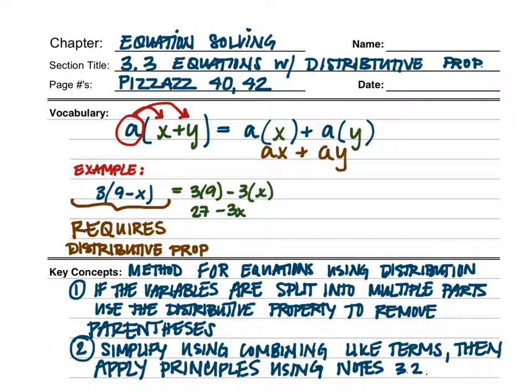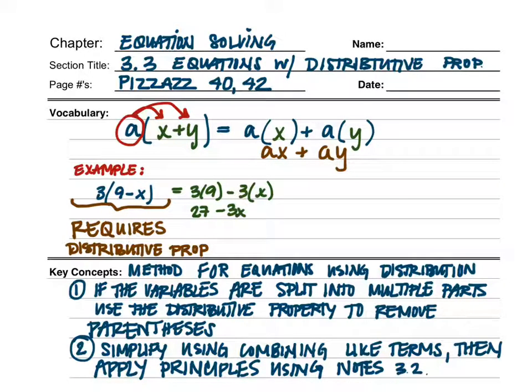So a quick recap for the method. The first step is, if the variables are split into multiple parts, we want to use the distributive property to remove the parentheses, because we can't simplify inside the parentheses. So in order to reduce and get rid of the parentheses, we need to distribute. The second step is to simplify by combining like terms, and then using the principles from notes 3.2, which were our two-step equation notes.